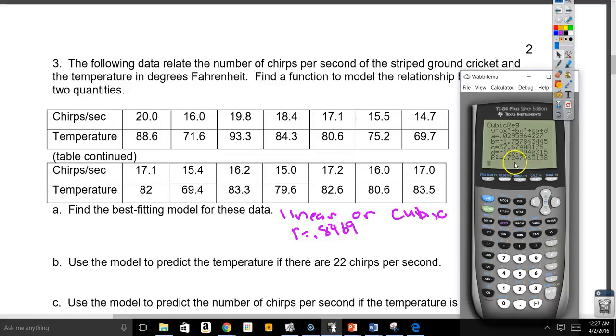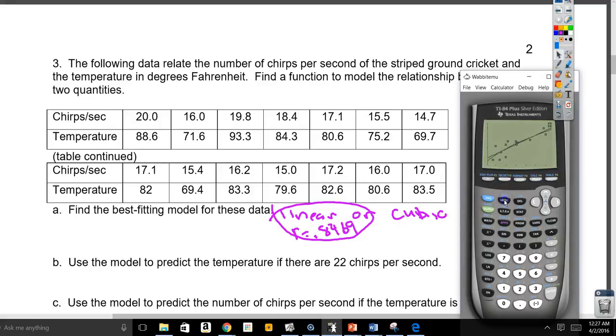That's not that strong. Let's look at our picture. So there's our linear model. Here comes our cubic model. It's not any closer to the data, so I'm going to go with linear. So we're going to pick the linear model.